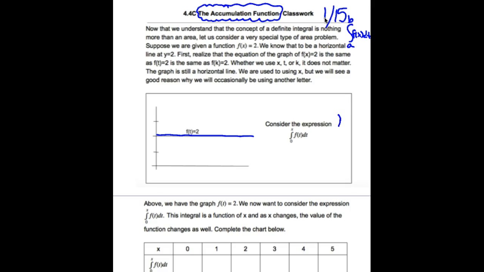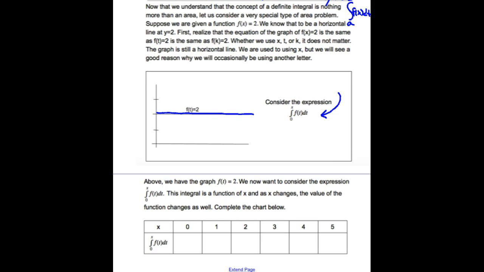And we're going to consider this expression, which you can kind of guess what it does. It's got a variable on the top, so we're going to be moving along the x-axis, and what we're really doing is collecting area under the curve. So when we calculate the integral when x is 0, from the same limit to the same limit, our area is 0.